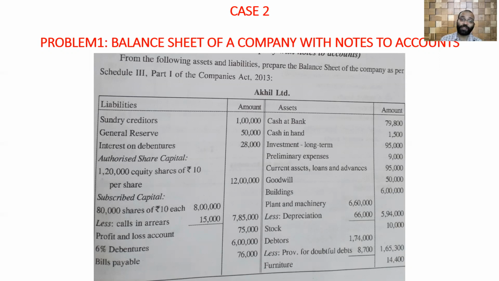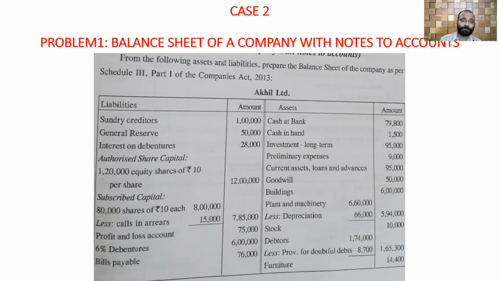Sundry creditors 1 lakh, general reserve 50,000, interest on debentures 28,000, authorized share capital of 1,20,000 equity shares of rupees 10 per share is 12 lakhs rupees. Subscribed share capital is 80,000 shares of rupees 10, that is 8 lakhs, less the calls in arrears of 15,000, so there is 7,85,000, the balancing figure. Profit and loss account 75,000, 6% debentures 6 lakhs, bills payable 76,000. My dear friends, these items need to be considered when you prepare the balance sheet.